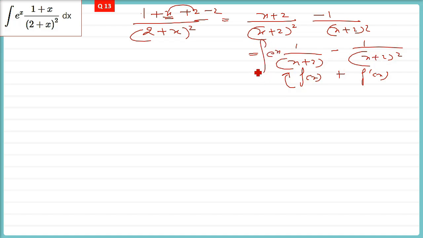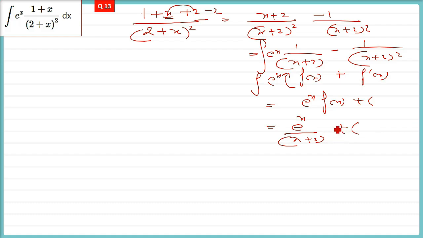Now if you just add e raised x and an integration sign, this is nothing but our integration only, and it is following the formula e raised x times f(x) plus f dash x. So it's simply e raised x f(x) plus c. So e raised x, what is f(x)? In this case, 1 by x plus 2, plus constant of integration.